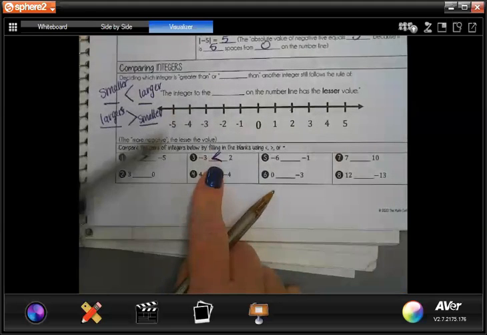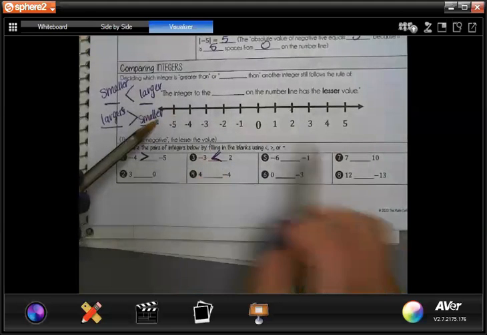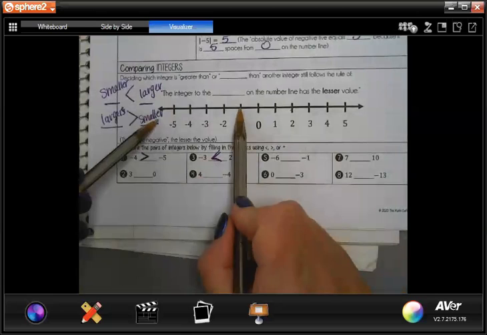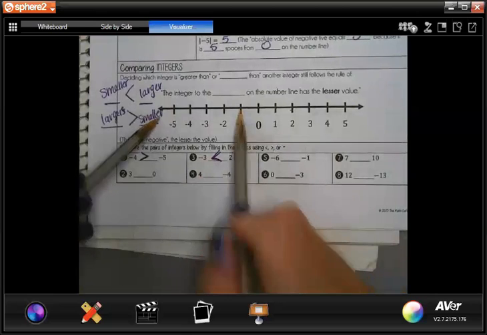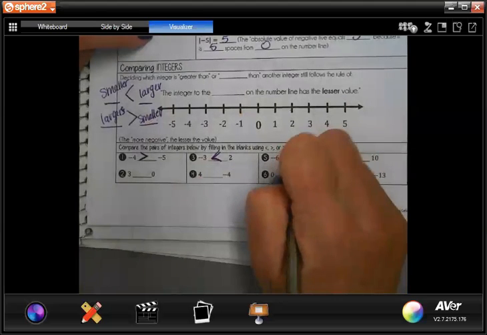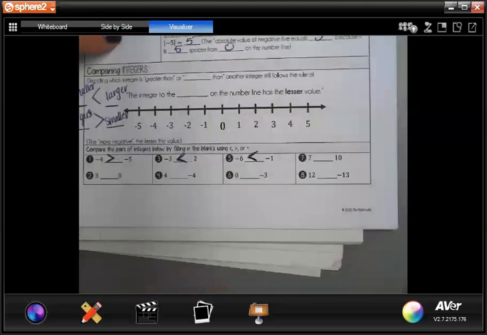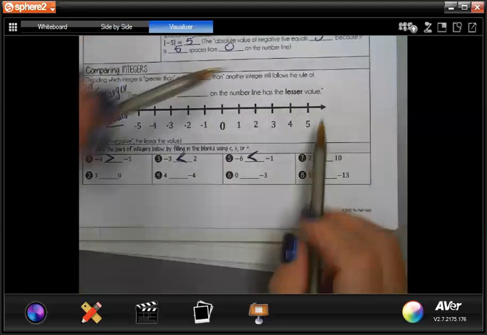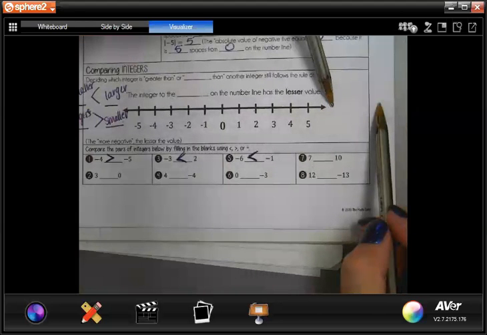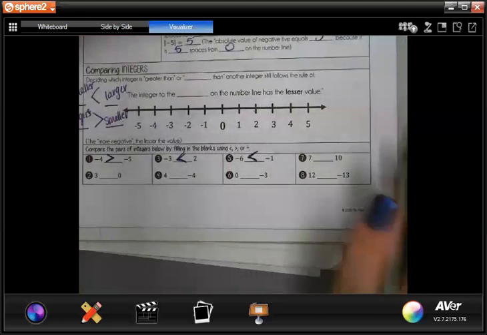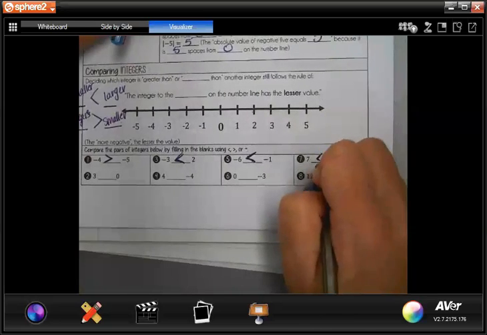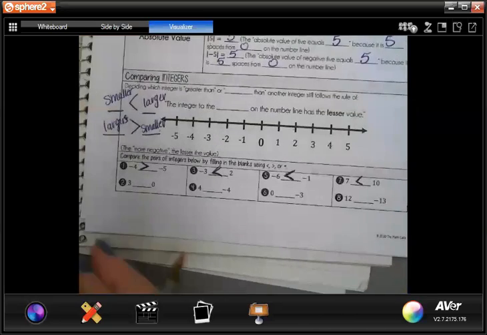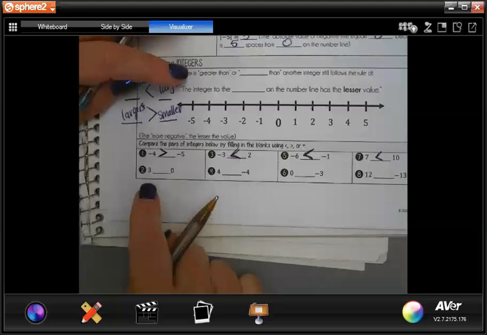This one, -6 would be down here and -1 is right here. -1 is to the right. So that means -6 is smaller than -1. So it's less than. Number 7. 7 is here, 10 is up here. 7 is to the left of 10, so 7 is less than. Okay, all right. Number 2, oh, I should have gone the wrong way.